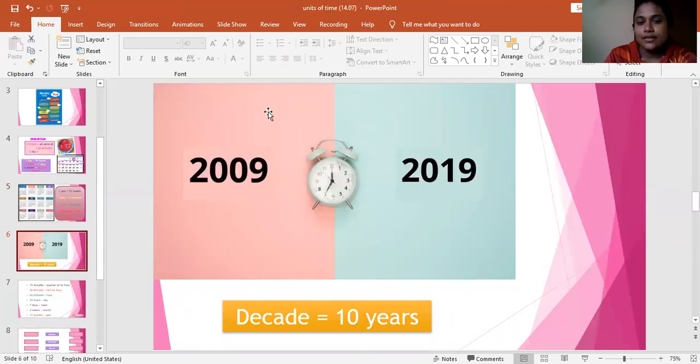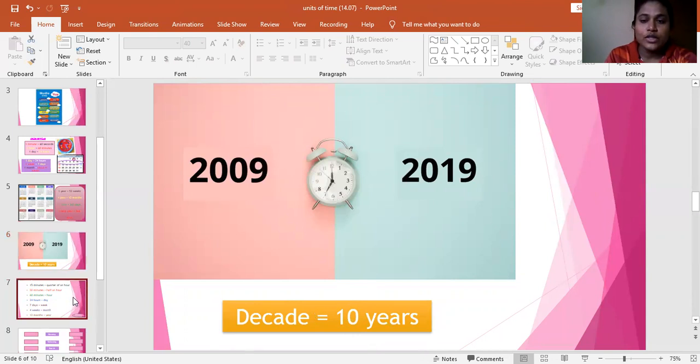What is this? This pink color says 2009. And when it moved a little with time, it has become 2019. The gap between these two is 10. When we add 10 to this, it becomes this. So we call that a decade. 10 years equals a decade.